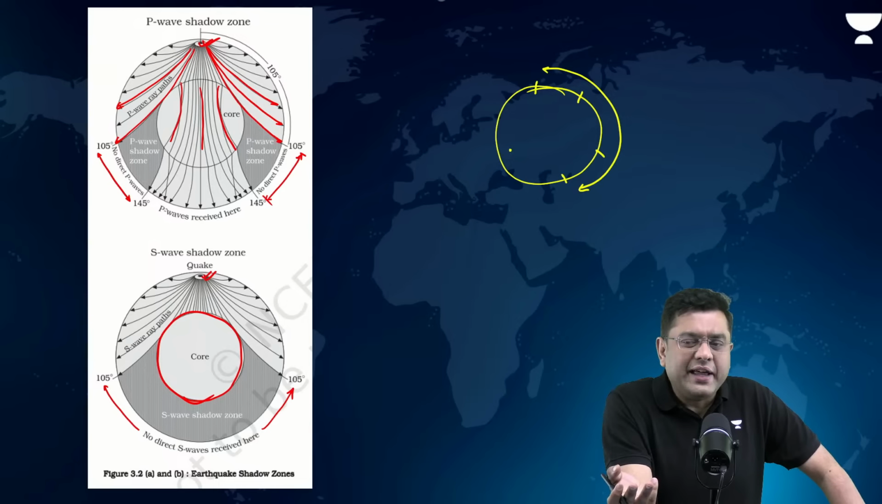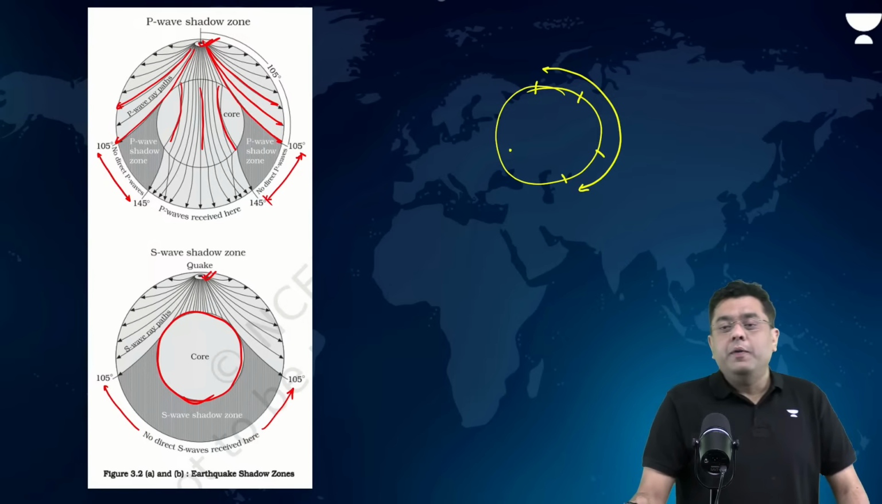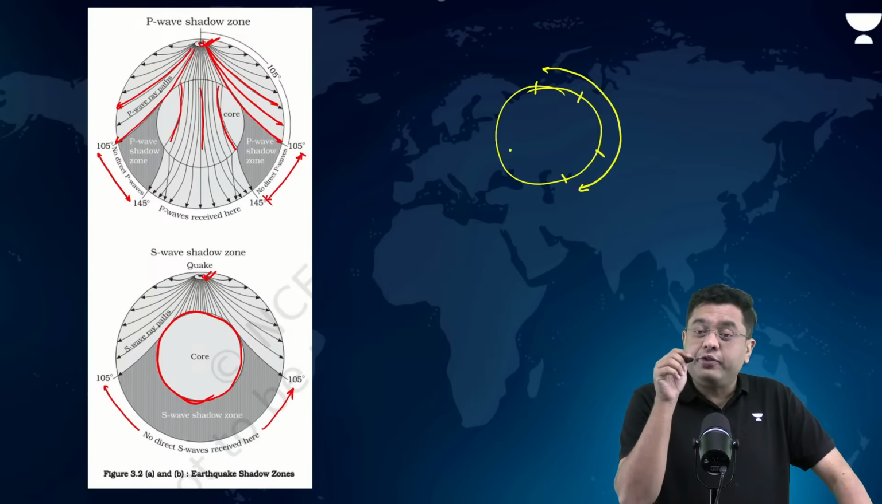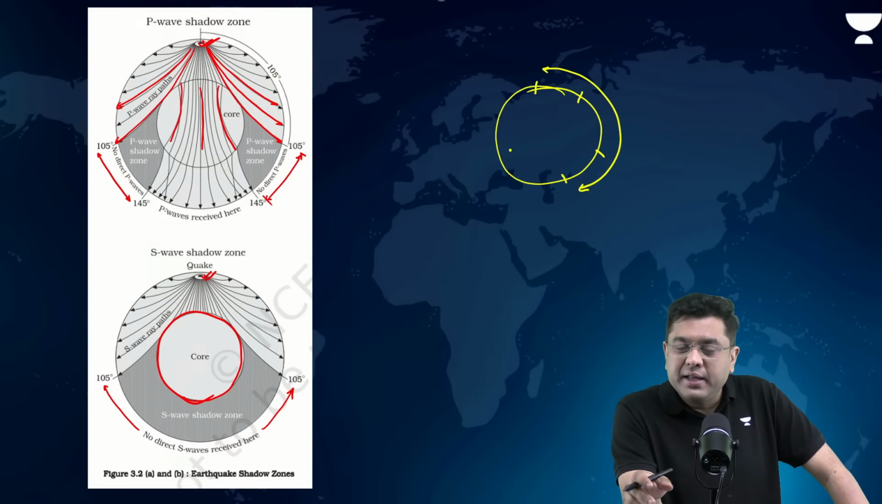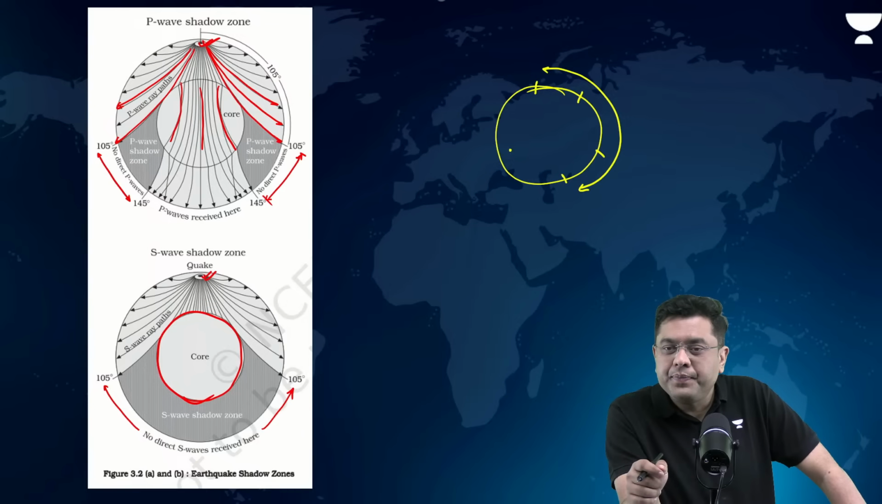That is why they are known as the body waves, because they travel in the interior. If they travel on the surface, they are known as the surface waves. Okay. So, why is the case that shadow zone of S wave is larger than the shadow zone of the P wave? What is the reason behind it?